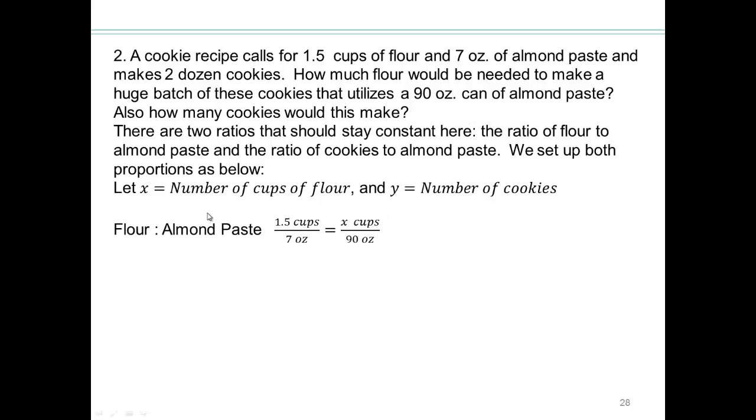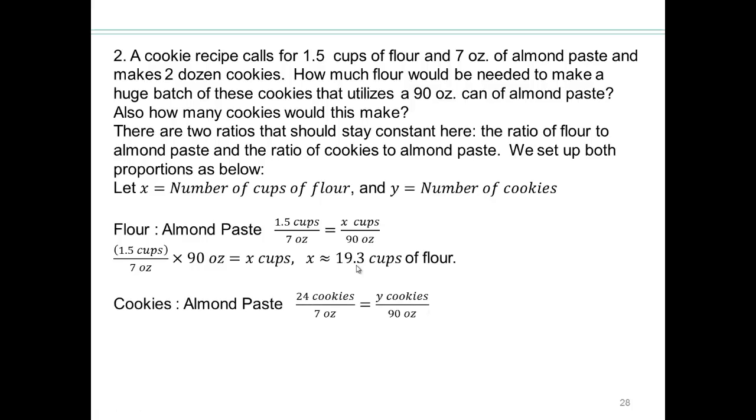So the flour to almond paste ratio was what? 1½ cups of flour to 7 ounces of almond paste. Now we want to use 90 ounces of almond paste, and we want to know how many cups of flour. So again, you can cross multiply if you want, or since you only want to solve for x, we just want to get rid of the 90. So it's divided by 90. To get rid of it, you would have to undo the division, which is to multiply both sides by 90, and then you get 19.3 cups of flour.